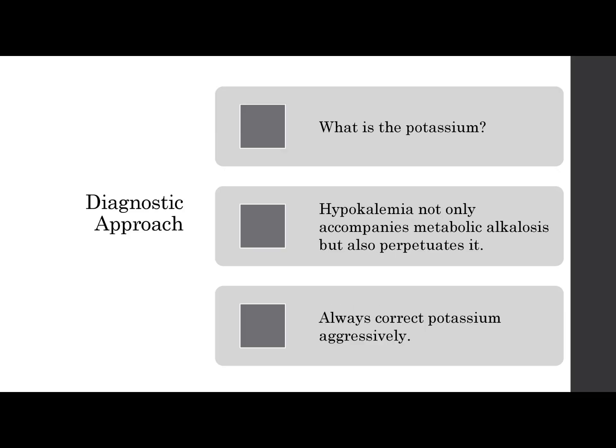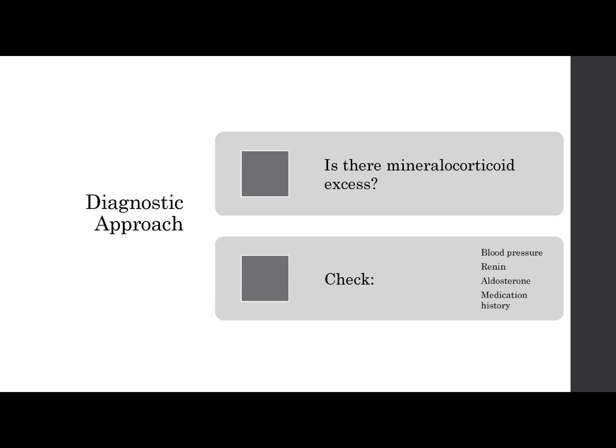Question 3. What is the potassium? Hypokalemia not only accompanies metabolic alkalosis but also perpetuates it. Always correct potassium aggressively. Question 4. Is there mineralocorticoid excess? Verify blood pressure, serum renin, serum aldosterone, and medication history. Think of hyperaldosteronism whenever hypertension and hypokalemia coexist.